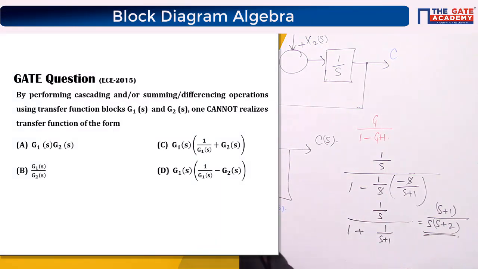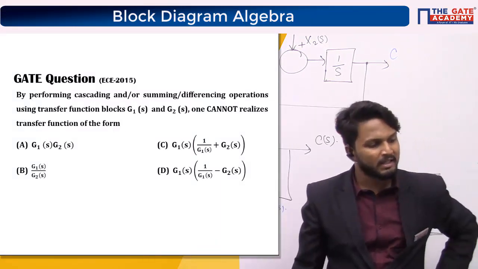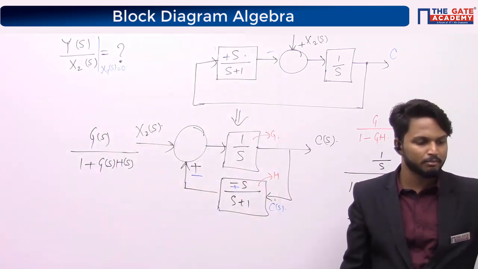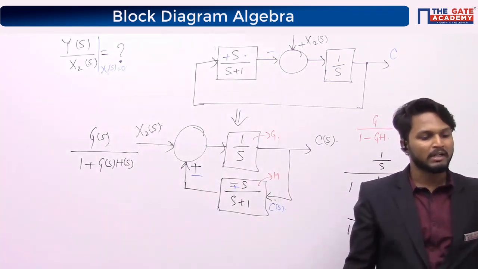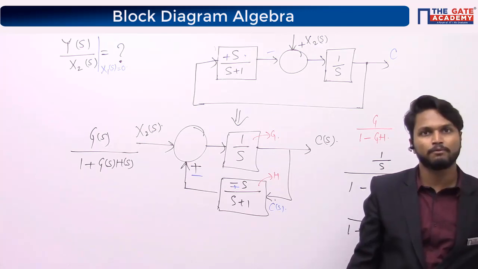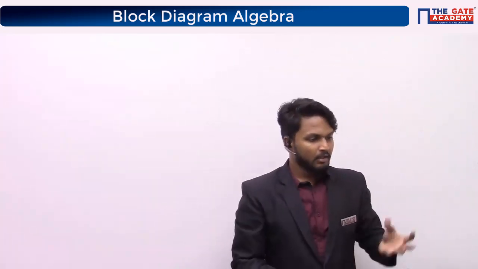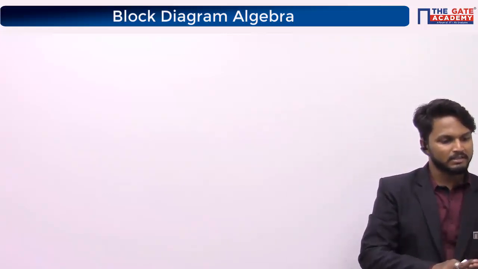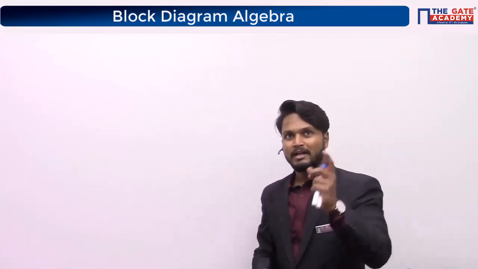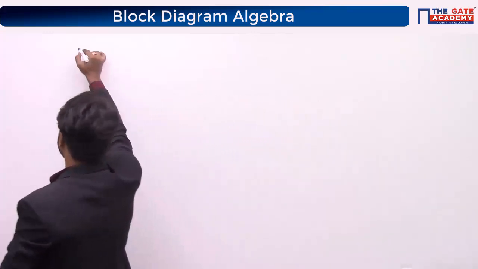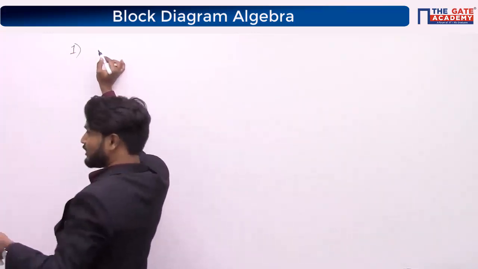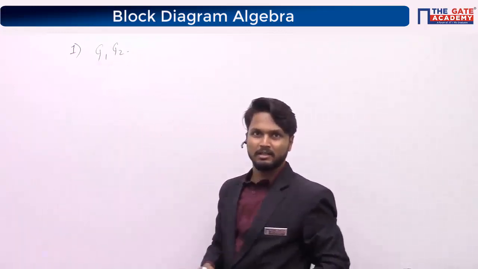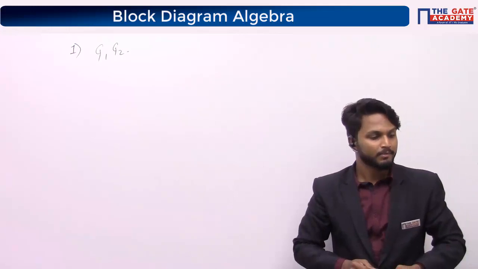So let us go for the next problem also. By performing cascading and or summing or differentiating operations using transfer function blocks G1 and G2, one cannot realize the transfer function of the form, right? He has given the operations cascading, summing, differentiating. So let us look at the options one by one. First option is G1 G2. By cascading, you can easily implement this particular thing.